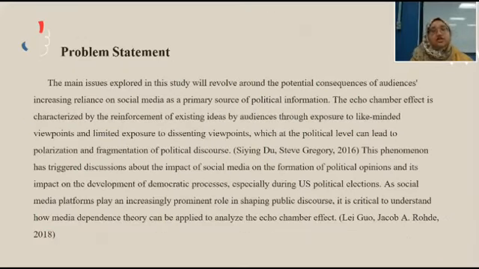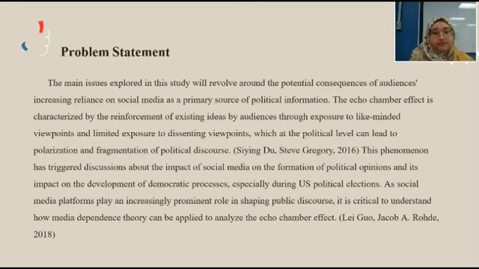So next, we will be seeing the problem statement. Basically, the main issue explored in this study will revolve around the potential consequences of audiences' increasing reliance on social media as a primary source of political information. The echo chamber effect is characterized by the reinforcement of existing ideas by audiences through exposure to like-minded viewpoints and limited exposure to dissenting viewpoints, which at the political level can lead to polarization and fragmentation of political discourse.